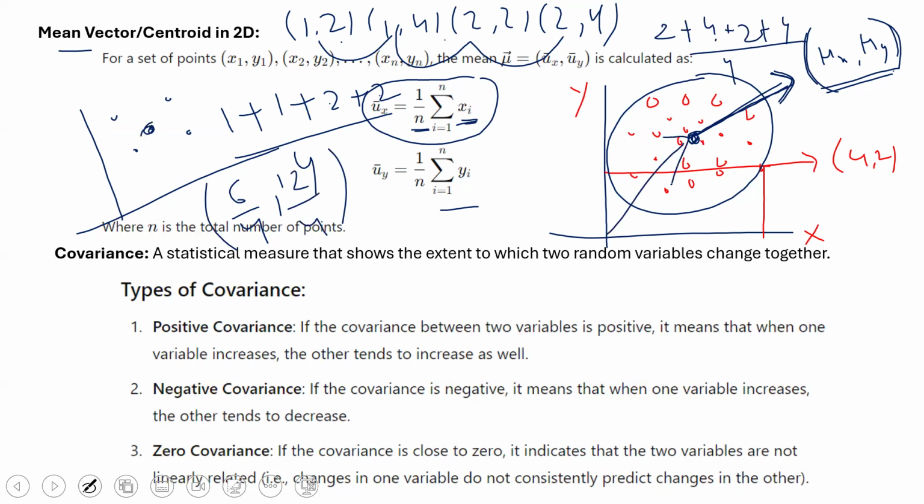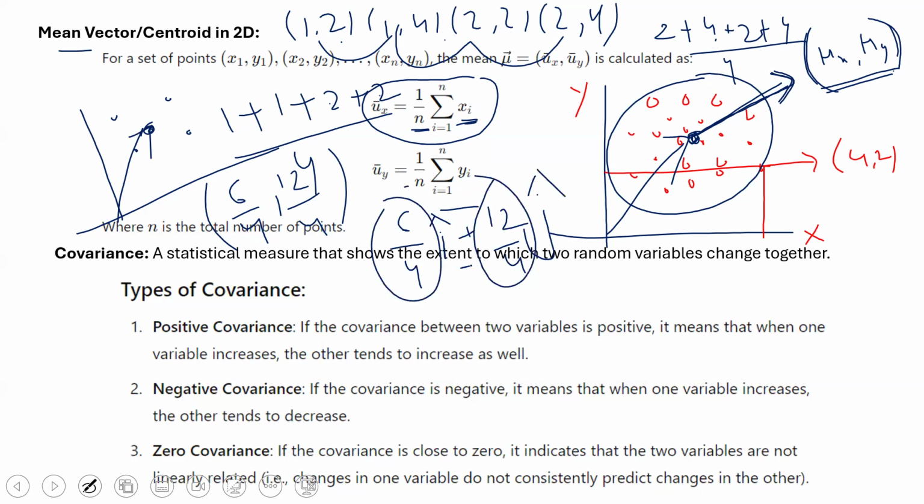It can also be represented by a vector, something like 6 by 4 i cap plus 12 by 4 j cap. This is the x component, this is the y component, with unit vectors in those directions. That is how you calculate the mean vector. Clear? Yeah. Okay.